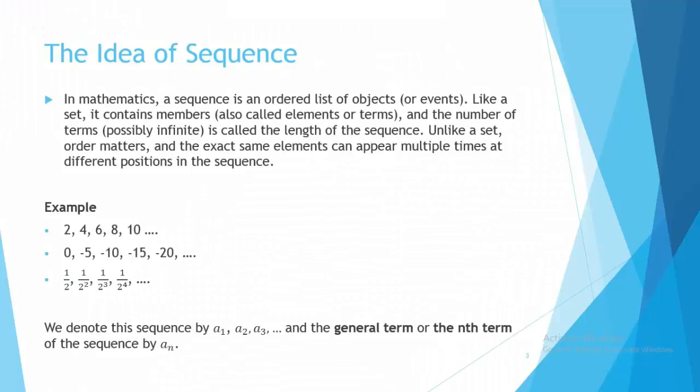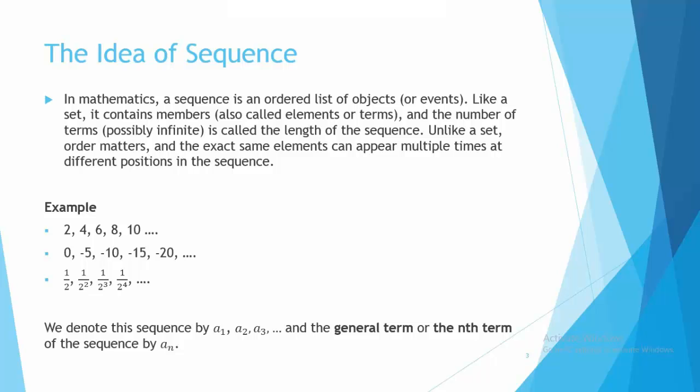For example, 2, 4, 6, 8, 10, and so on. So these terms get increased by 2. 0, -5, -10, -15, -20, and so on. So these terms are getting reduced by 5 each time. The next sequence, 1/2, (1/2)^2, (1/2)^3, (1/2)^4, and so on. If you notice, it is multiplied by 1/2 each time. We'll be discussing more about these types of sequences in our next videos as well.